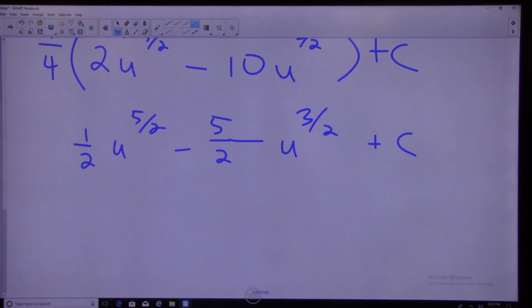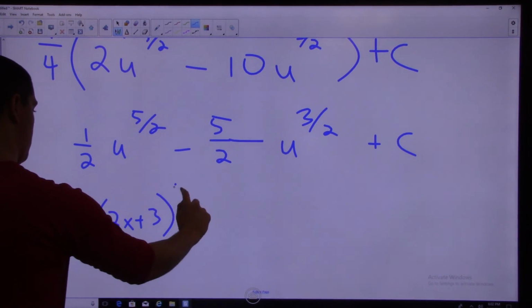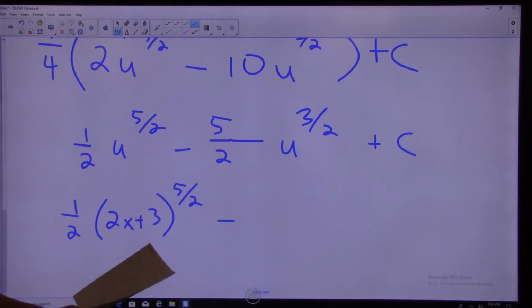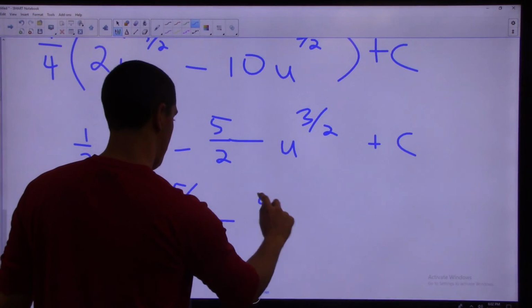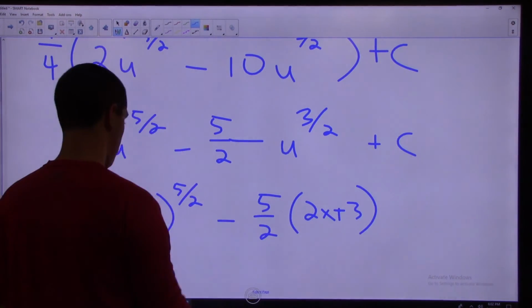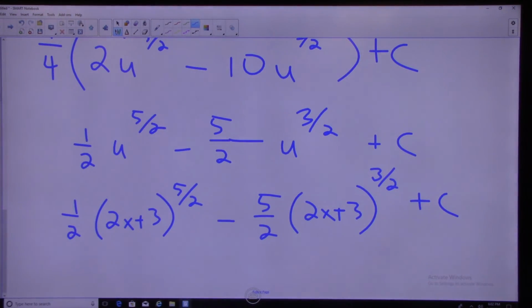Alright, and then I'm just going to replace what u was. What did we let u be all at the beginning? It was 2x plus 3, wasn't it? Okay, so it's 1 half times (2x plus 3) to the 5 halves, minus 5 halves times (2x plus 3) to the 3 halves. And again, just for good measure, guys, I'm not going to do this, but how could you check your answer, see if you got it right?